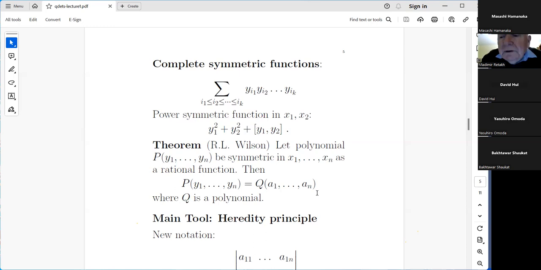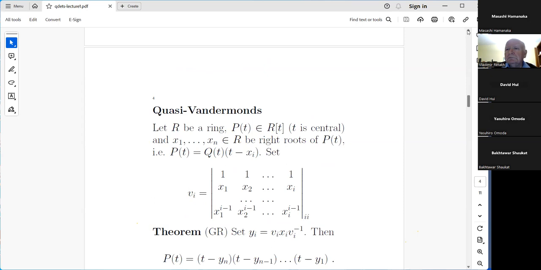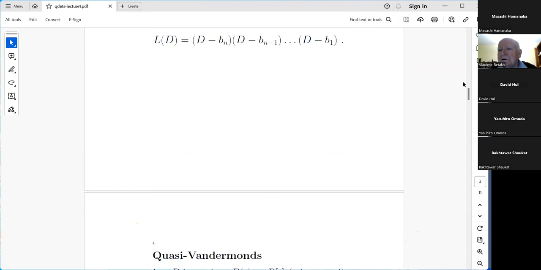Okay, now I will skip discussing some elementary properties of quasi-determinants and go to, just a second, let me see how to do this. And I will go to, okay, oh, it goes in the opposite direction.